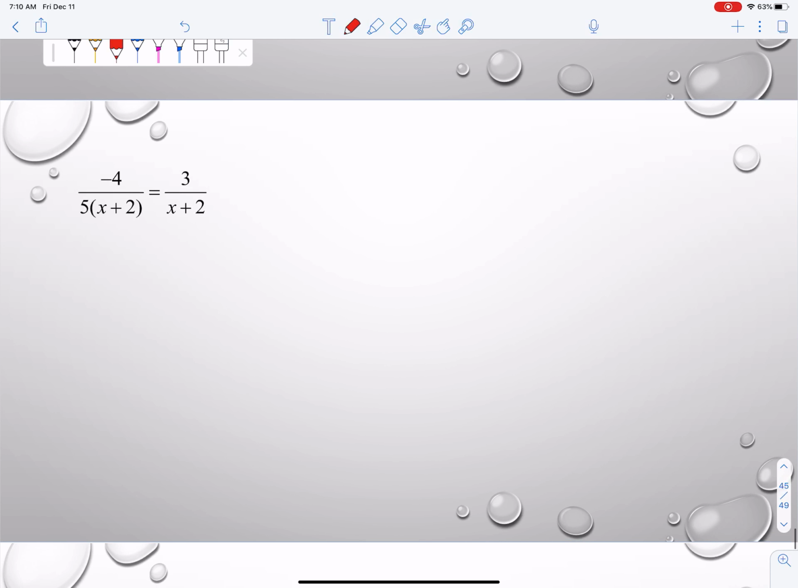In this case, all right, here we've got -4 over 5 times x plus 2 equals 3 over x plus 2. So notice that my domain restriction x is not going to be able to equal -2 here. So I can cross multiply again. When I do that, we're going to have -4 times x plus 2 equals 5 times 3, we're going to have 15 times that x plus 2. So, oops, I wrote an x plus 5 instead of 2. All right, so when I go and distribute here, we're going to have -4x minus 8 equals 15x plus 30.